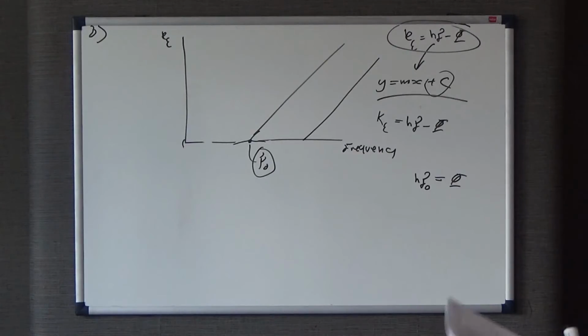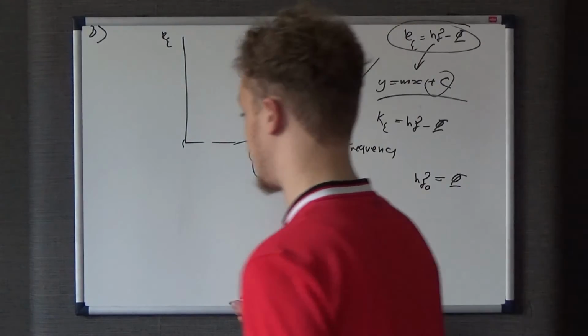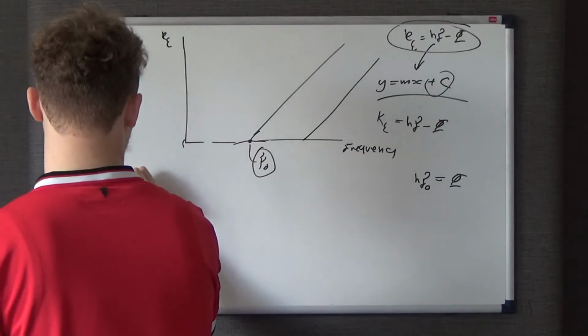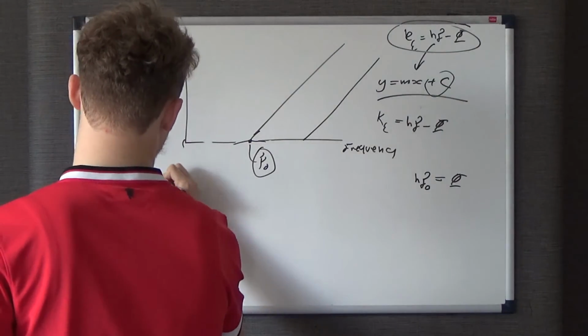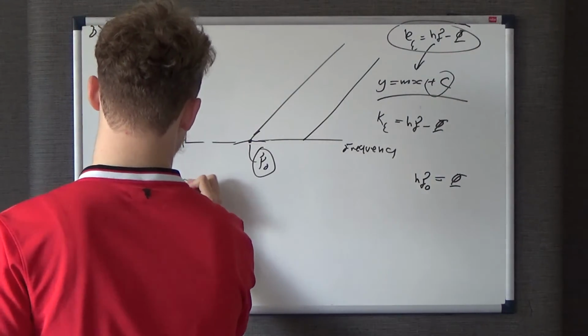Alright, so state what is represented by the gradient in this graph. Well, I've already mentioned it, and I've explained why, so hopefully it's no problem. So that's Planck's constant, obviously. And just to go over that again.